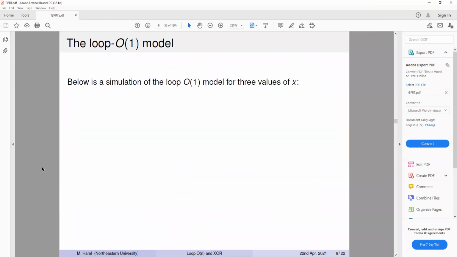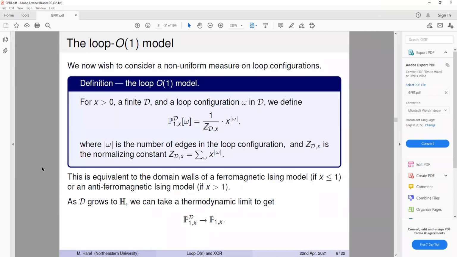Can I ask, Matan, why is it called O1? I mean, what does O stand for and what does the 1 stand for? Sorry. The 1 is the parameter here. Notice there's a 1 here. I define the loop O2 and then the loop ON model shortly. Why is it O1?